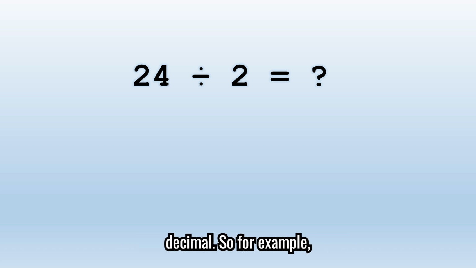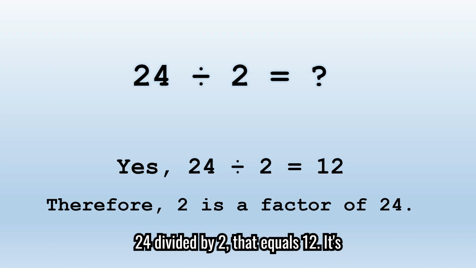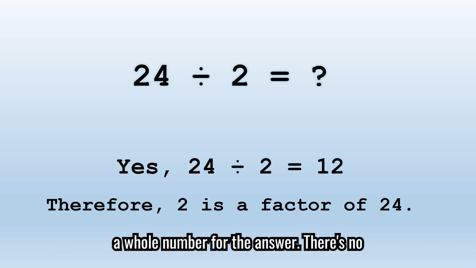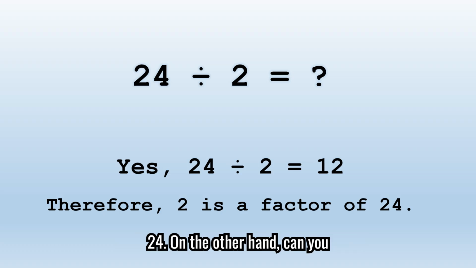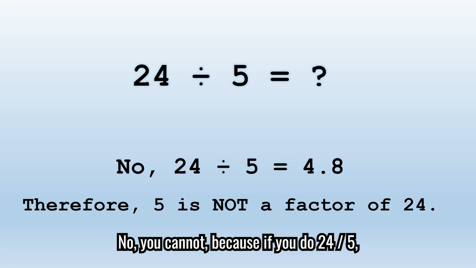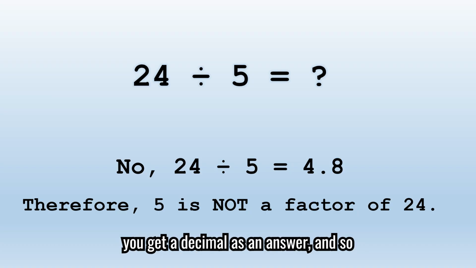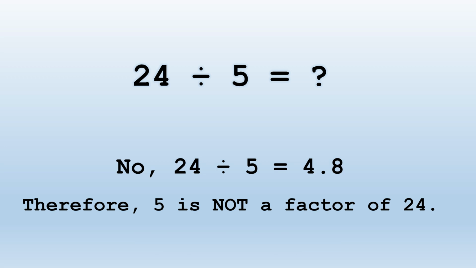So for example, can we divide 24 by 2? Yes, we can, because if you do 24 divided by 2, that equals 12. It's a whole number for the answer. There's no decimal, so that means 2 is a factor of 24. On the other hand, can you divide 24 by 5? No, you cannot, because if you do 24 divided by 5, you get a decimal as an answer, and so that means 5 is not a factor of 24.